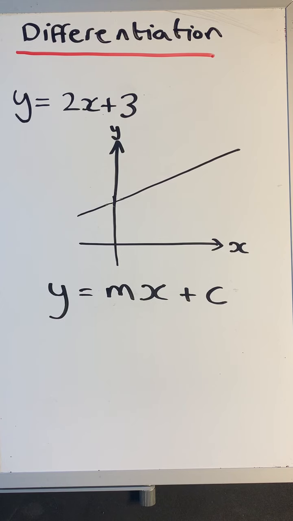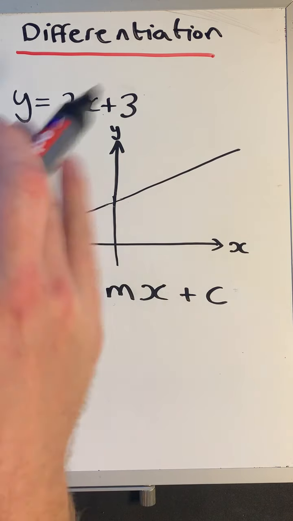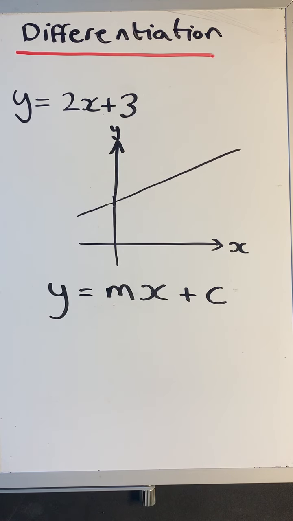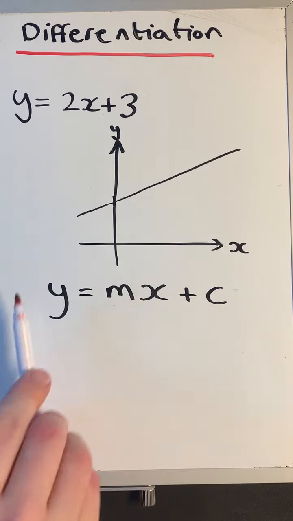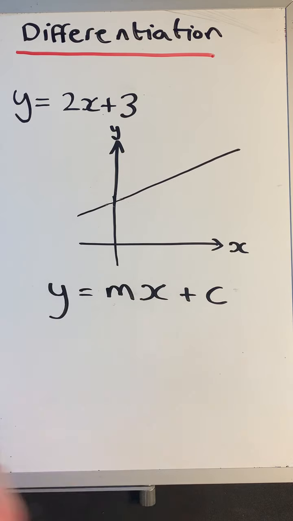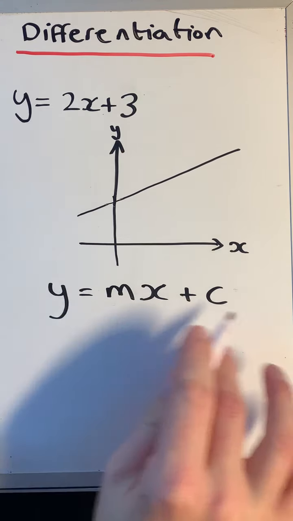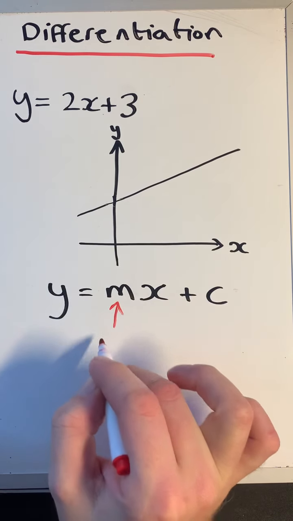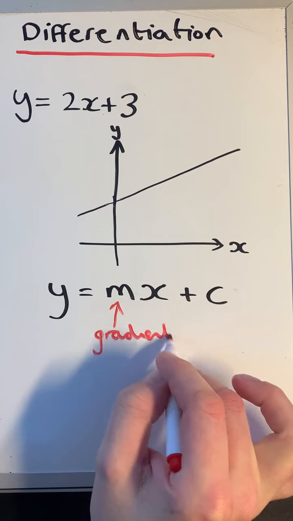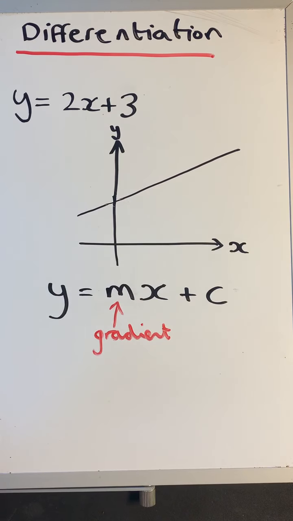The way I like to introduce this is by first of all looking at a linear function such as this, y equals 2x plus 3. What we've probably seen before is this little formula here, y equals mx plus c. Every linear function is in this form, y equals mx plus c. Now what do these letters stand for? Well, m is what we call the gradient. This is the rate of change of the coordinates, or the slope of the function.